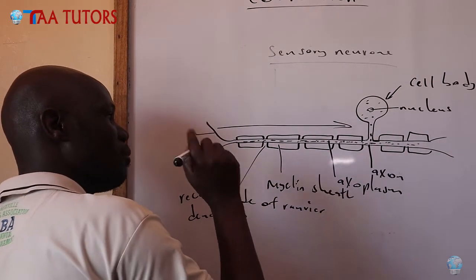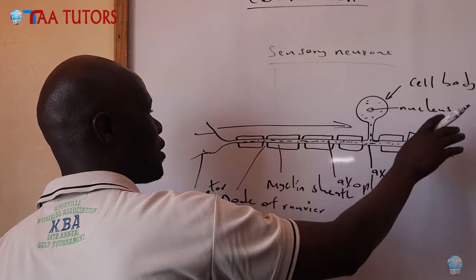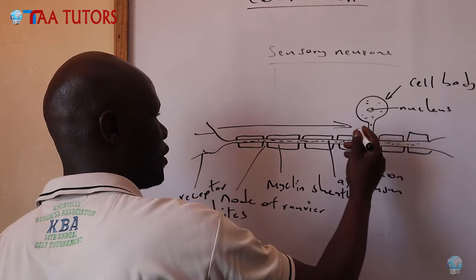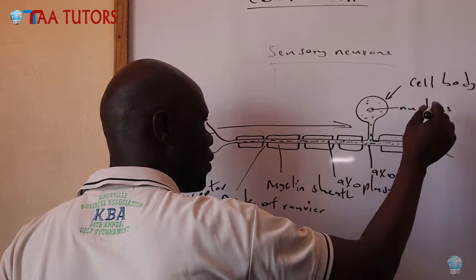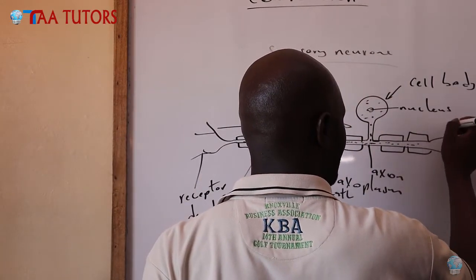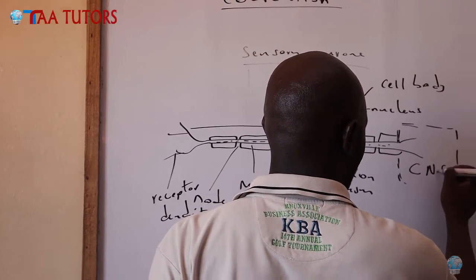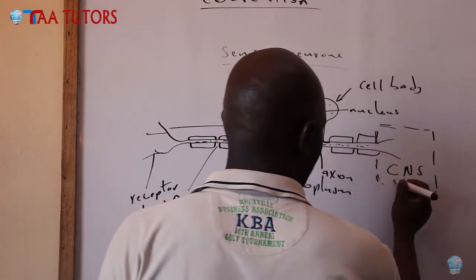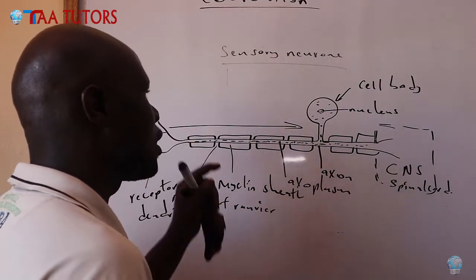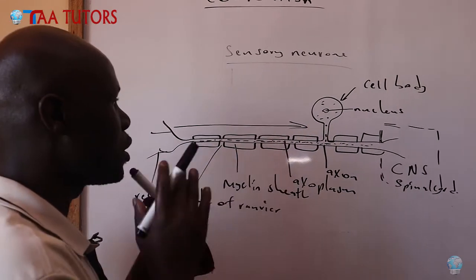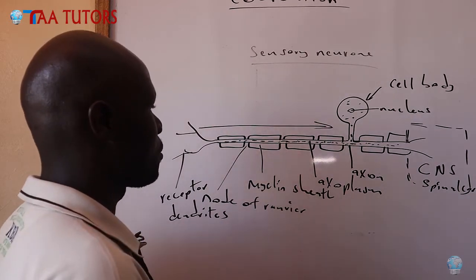So looking at it, the cell body is actually outside the axon, but towards one end. So you look at this distance. So it is outside the axon towards one end. So it is actually slightly outside the central nervous system. So this section here, we can say that this is the section whereby it is getting to central nervous system. Probably the spinal cord. So that is how the information is moving. So the cell body of the sensory neuron is not reaching the central nervous system. It is outside, just slightly outside the spinal cord.